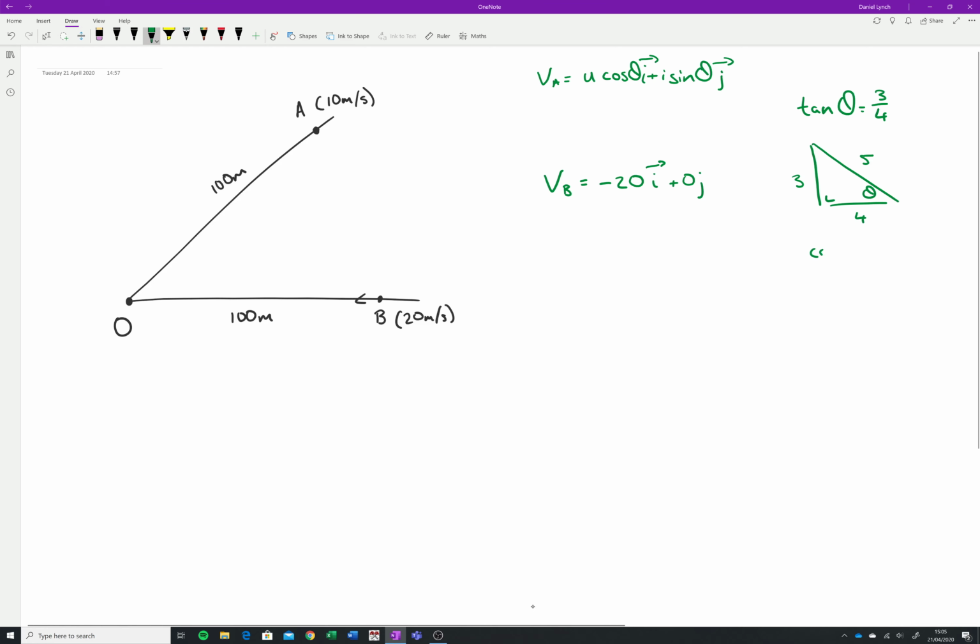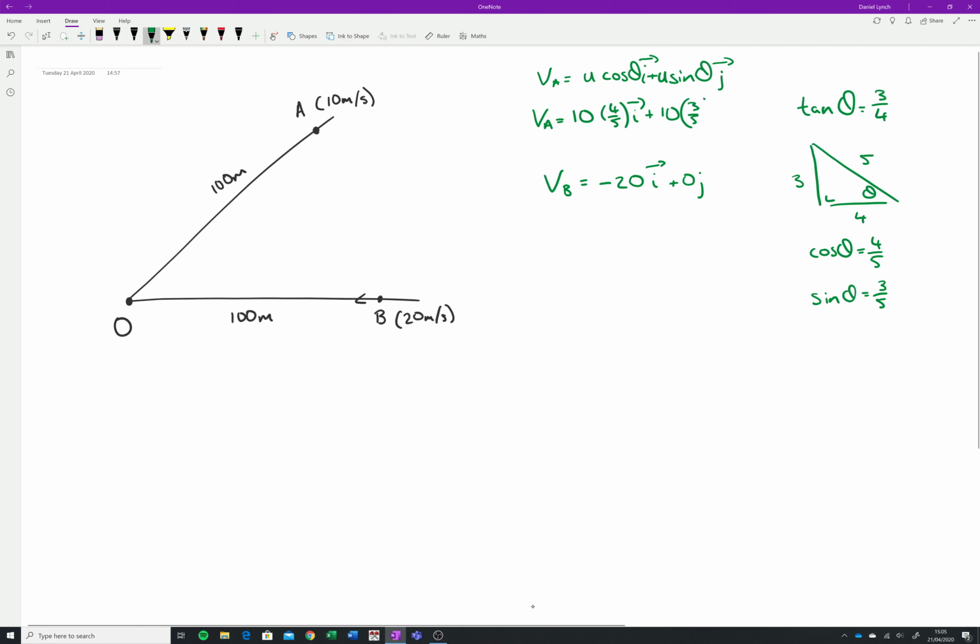And from that we can say what's the cos of theta? Adjacent over hypotenuse, 4/5. What's the sine of theta? Opposite over hypotenuse, 3/5. So we can just fill those in. VA is equal to, what's it doing? It's doing 10, so it would be 10 cos theta, so that's 10 times 4/5 i, and 10, sorry, u sine theta is 3/5.